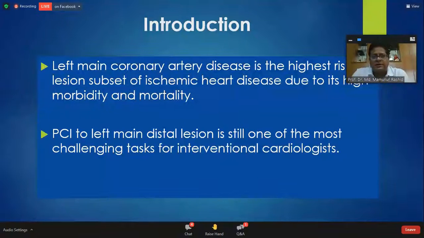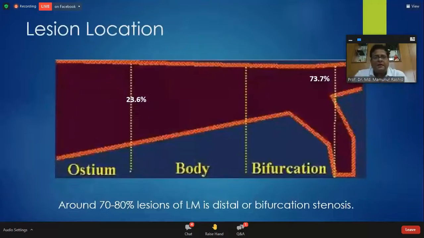Left main coronary artery disease is the highest risk lesion subset of ischemic heart disease due to its high morbidity and mortality. PCI to left main distal lesion is still one of the most challenging tasks for interventional cardiologists. According to the location, around 70 to 80% of left main lesions are in the distal portion.